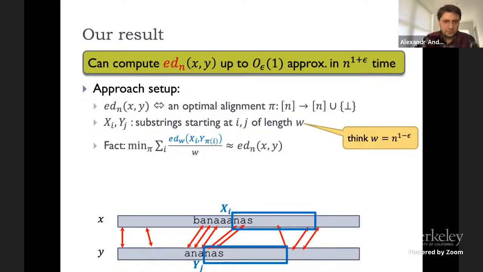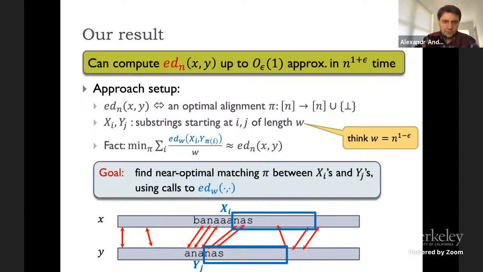Let's see why this should help. First of all, the goal can be restated as finding the near optimal matching pi between substrings of x and substrings of y, and when computing this minimal alignment, we'll need to compute the distance between the xi's and yj's. And for this, we'll say that we have some kind of oracle that computes edit distance of length w between both things, right? And the question is, think about this, how many calls do we need to do? How many times do we need to compute edit distance between a little bit shorter substrings? Okay, so this is the goal.